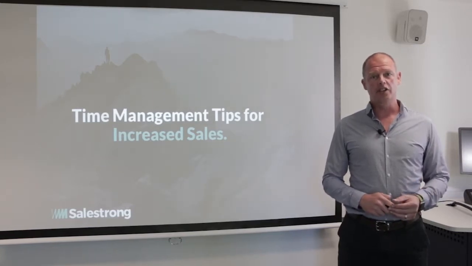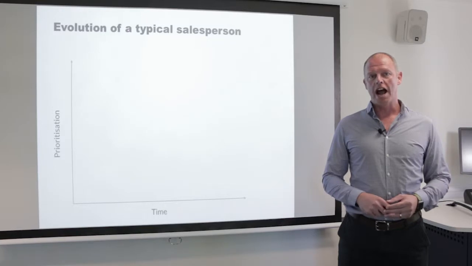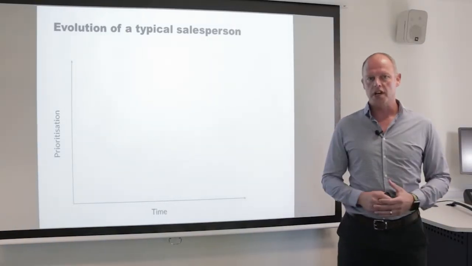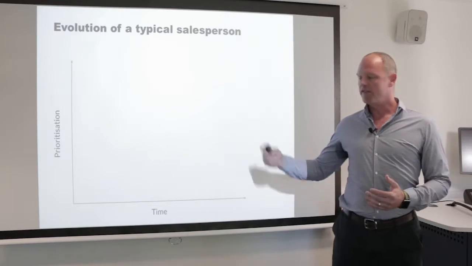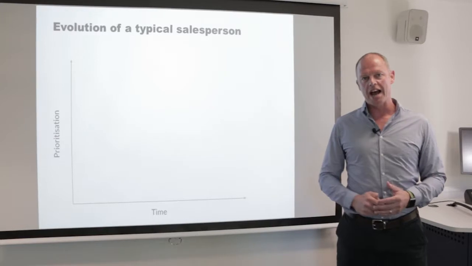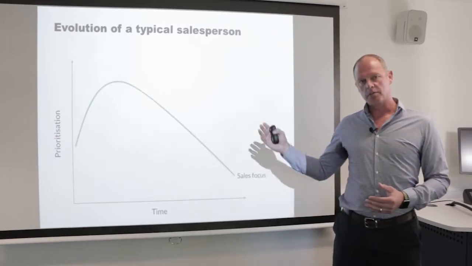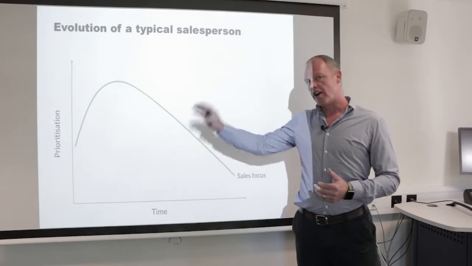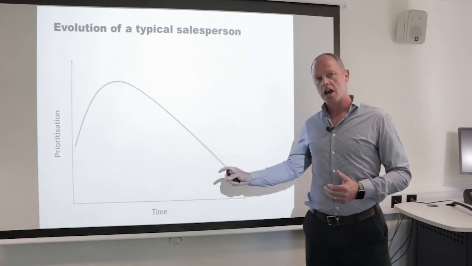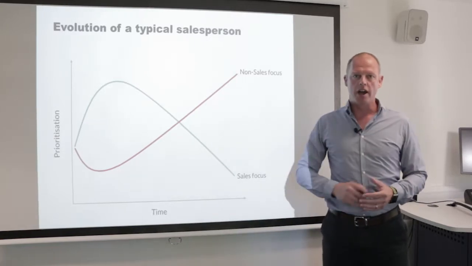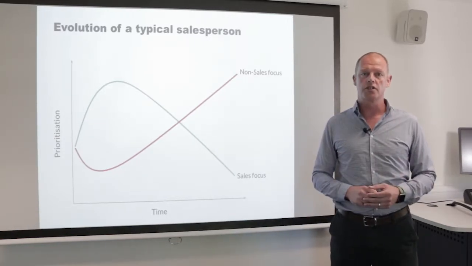I'd like to start with an analogy around the evolution of the typical salesperson or the typical sales organization. What the graph on my right represents is the amount of sales focused time we have over time, and what we can see from the green line here is that typically individuals and organizations start with a very high focus on sales, and then over time other things get in the way. Those other things can be represented by our red line here showing the non-sales focus.